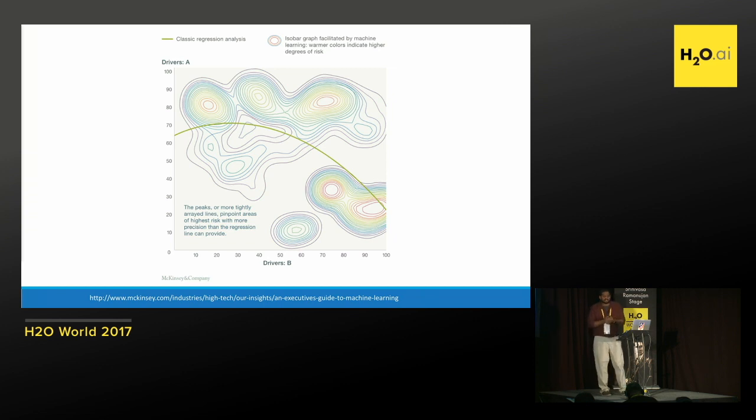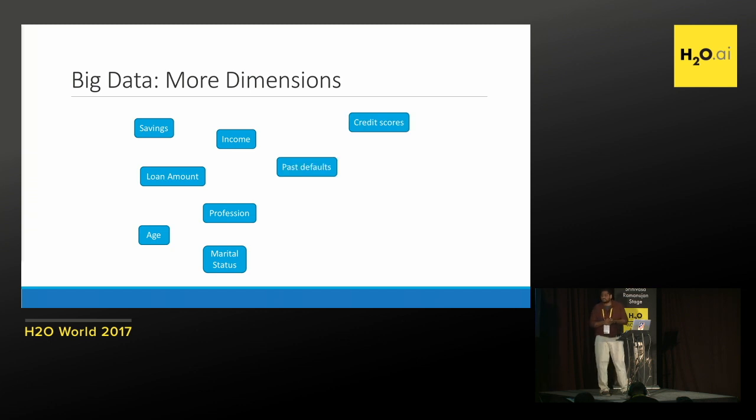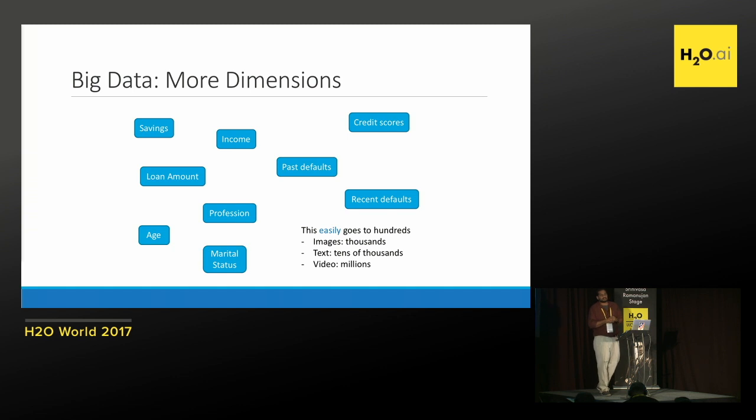Now, the problem is not only the fact that the surface gets more complex. The other problem is that the number of dimensions also exploded, right? So instead of just using any 2 features that might be relevant, for example, savings and income for a loan, you suddenly had a bunch of other things that people would throw into the model, right? What that means is that the number of dimensions is not just 2, which was never the case really, but it's not just 10 or hundreds anymore. It ends up going into thousands, tens of hundreds of thousands, and easily into millions, right?